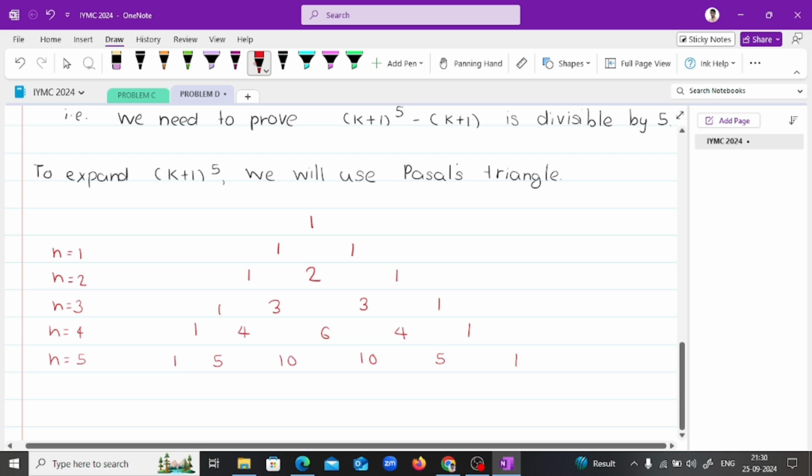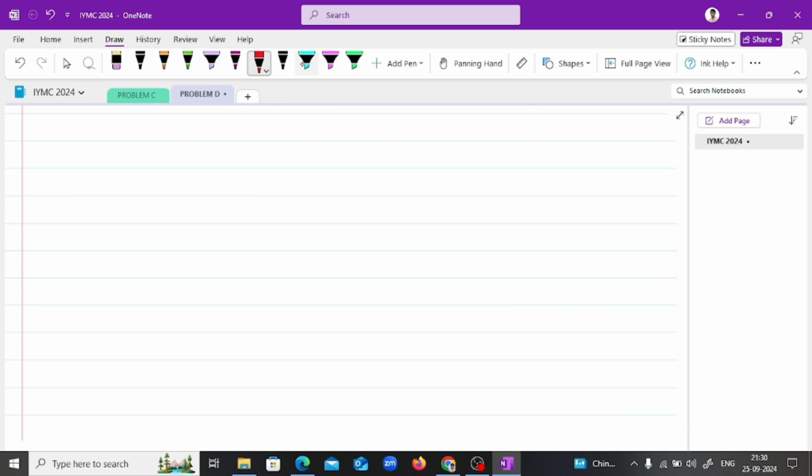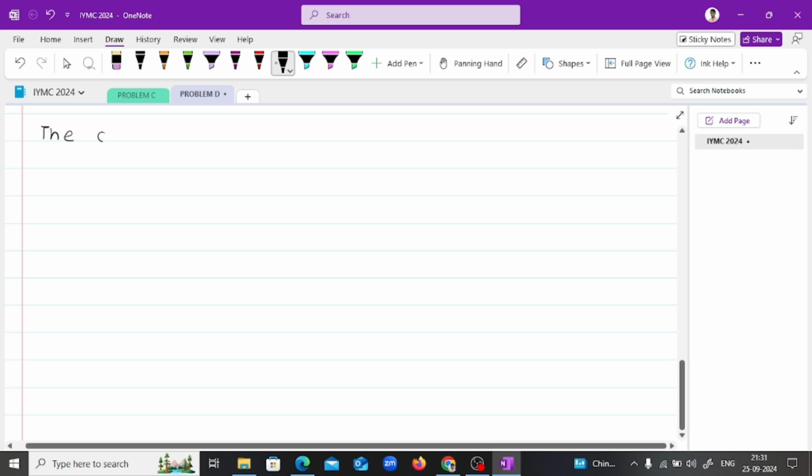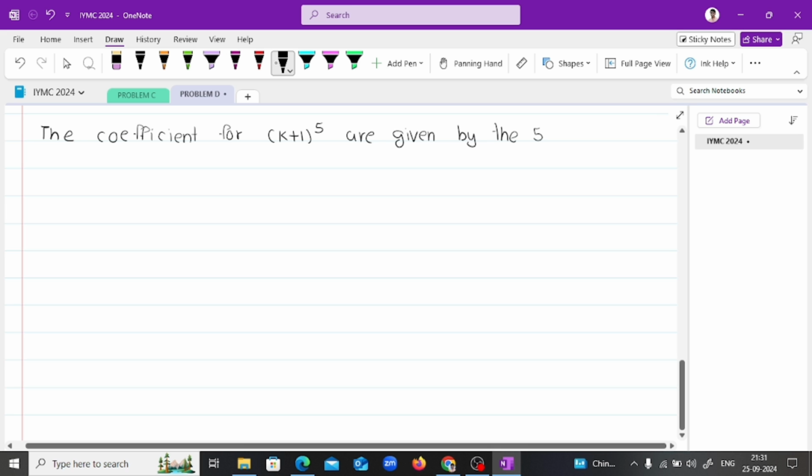Our actual problem is what? We need to expand k plus 1 raised to 5. So we will use the last row, that is, the coefficients of the expansion will be 1, 5, 10, 10, 5, 1. So the coefficients for k plus 1 raised to 5 are given by the fifth row of Pascal's triangle, and they are as follows: 1, 5, 10, 10, 5, 1.